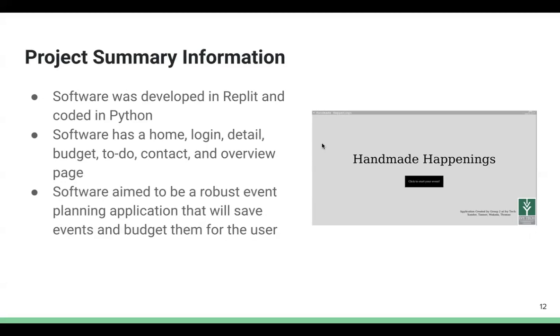And the software as a whole is aimed to be an event planning application that you can log in, save the events, and be able to give detailed lists of what that event will be and who will be at that event, such as contact info of the people that will be at the event, the budget that the event will have. All this will be in the application. Next slide.